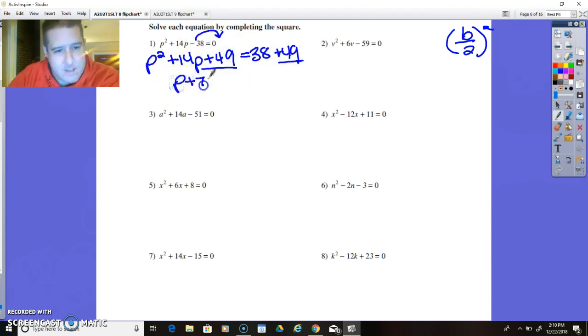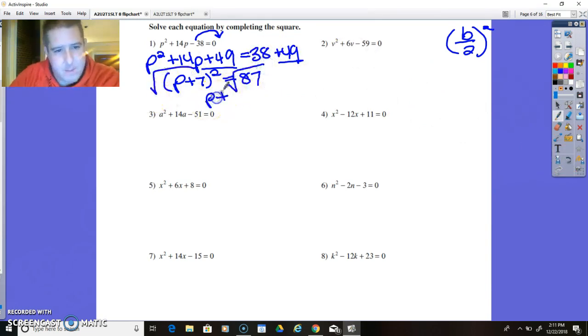Now, why? Because now it's got a perfect square of p plus 7. I know it's a perfect square because 7 times 7 is 49, and 7 plus 7 is 14. It's a perfect square. Add these two together, and you get 87. And then you can solve it from there.